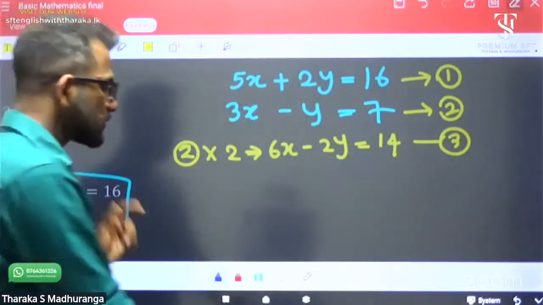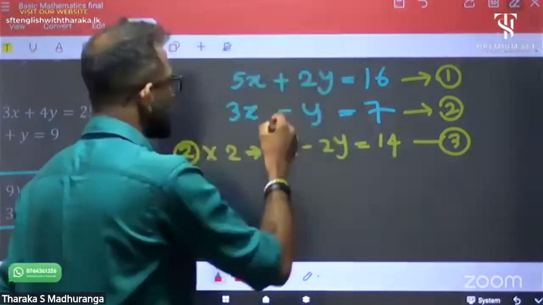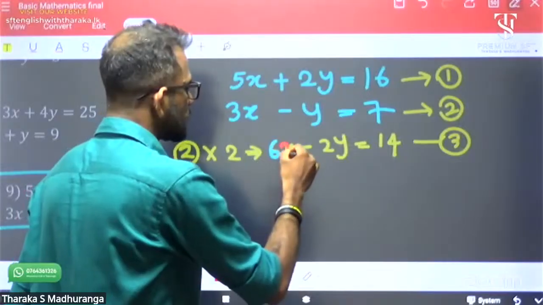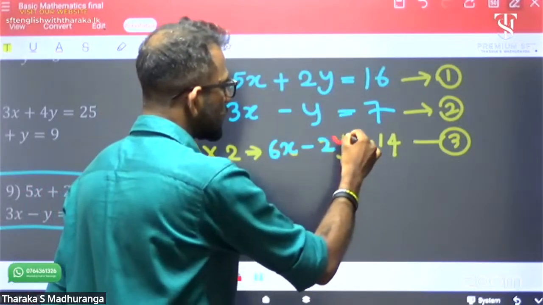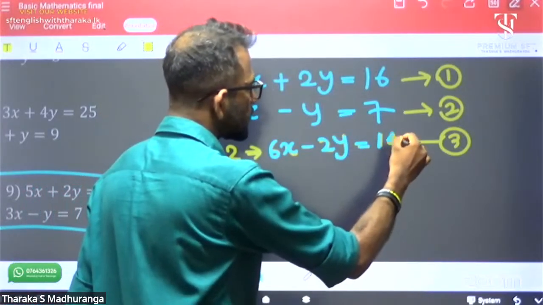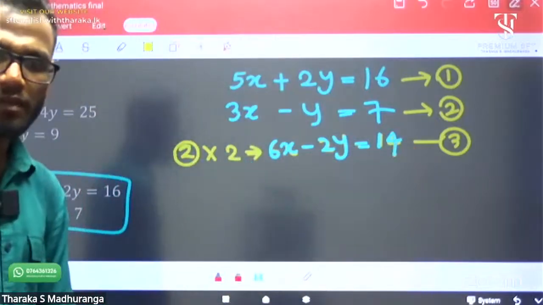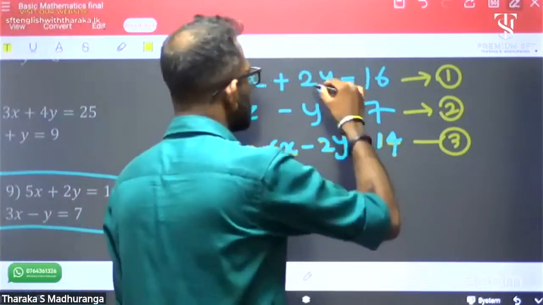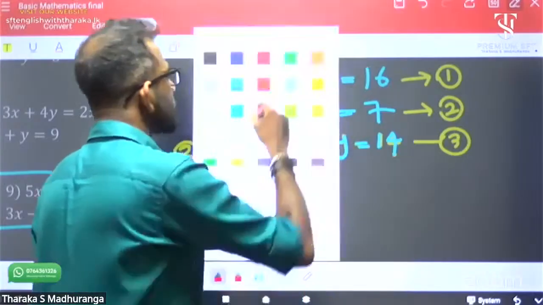Third equation. Okay, now we have three equations. 6x minus 2y equals 14. Understood? Now the y coefficient is the same.